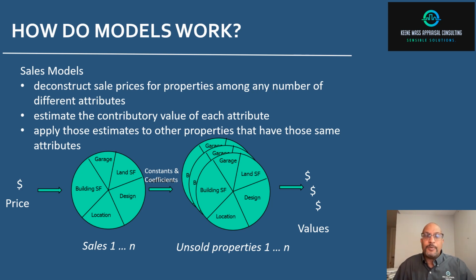In this example, we have location, building size, lot size, design of the property, and garage type in the sales file. The model will develop a set of constants and coefficients that are used to estimate how much each attribute affects price, and use those constants and coefficients to predict values for properties that did not sell that have those same attributes.